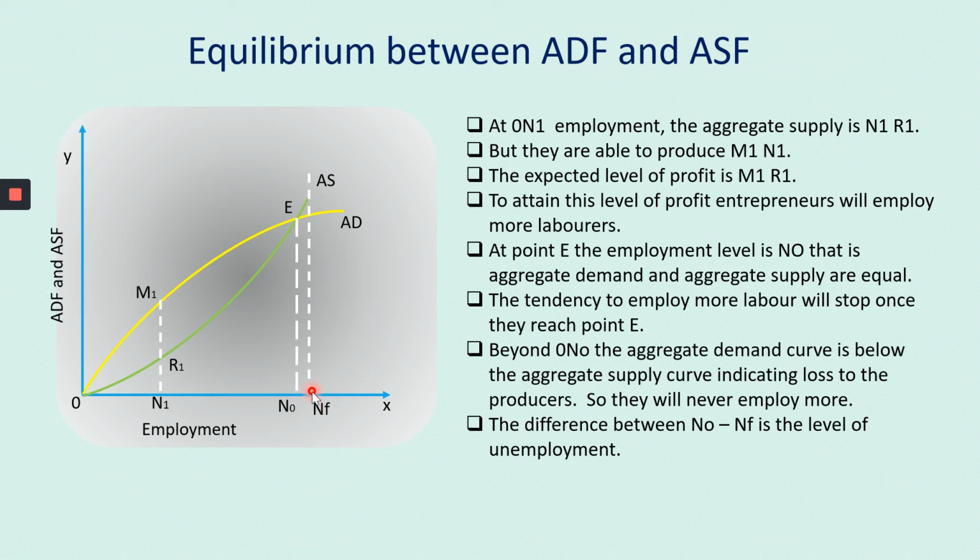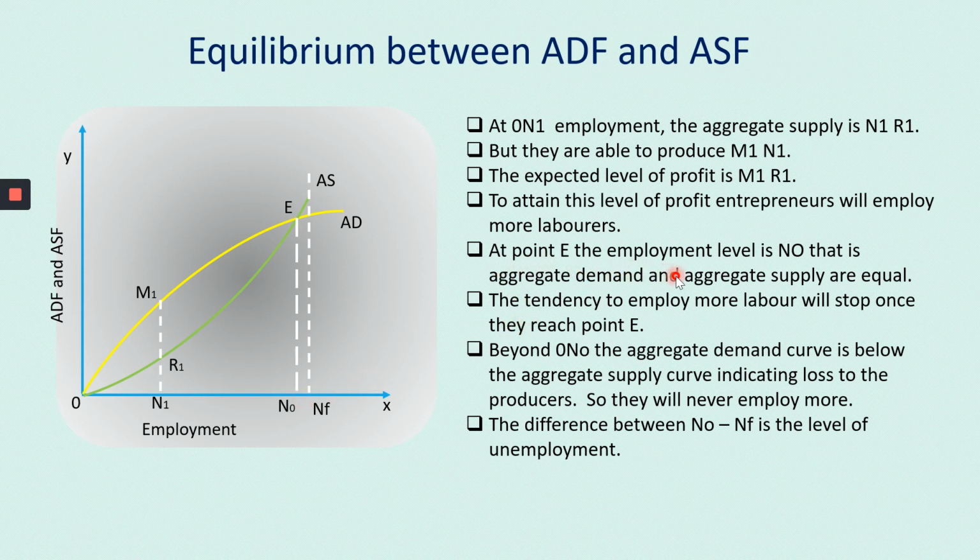But NF is the point of full employment. But he is employing only how many people? Till N naught only the entrepreneur is employing. But how many people are available? Till NF people are available. But he wants only N naught number of people. So this small gap is the area of unemployment, because there are NF number of people available, but the entrepreneur wants only N naught number of people. So this small gap is the level of unemployment. Okay, so did you understand?